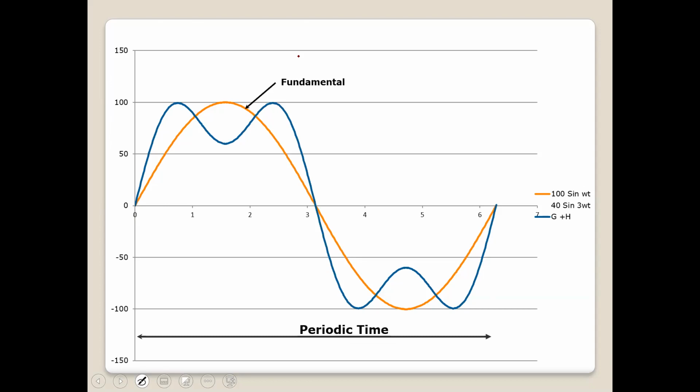So coming back to what we just spoke about, here's my wave that is going towards being a square wave. That's the wave in blue. And my fundamental would be your 100 sine omega t. It has the same frequency as the square wave, or in other words, the periodic time is equal to that of the square wave. Of course, we know that frequency is equal to 1 over T.